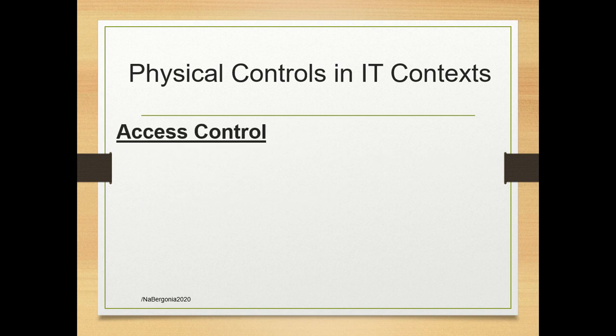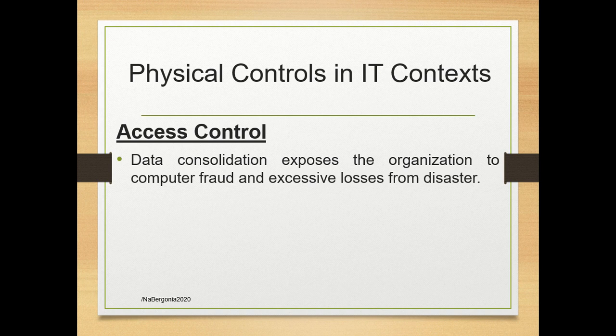And next, we have the access control. An example would be data consolidation, which exposes the organization to computer fraud and excessive losses from disaster. Okay. So this is one problem. With data consolidation, when transferring data to another platform, we can have a problem because there would be one person or one group of people that would handle the consolidation. And the problem is what if they have connivance? That is why segregation of duties from earlier is still important.